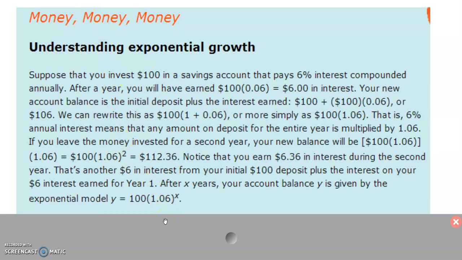Let's say that I invest $100 in a savings account that earns 6% interest compounded annually. So after 1 year, I've made $6 interest, and my new account balance is that 100 plus that calculation to get the $6, which is $106, which I could rewrite as this. Or, more simply, 100 times 1.06. So, I can multiply by 1.06 to get the new balance.